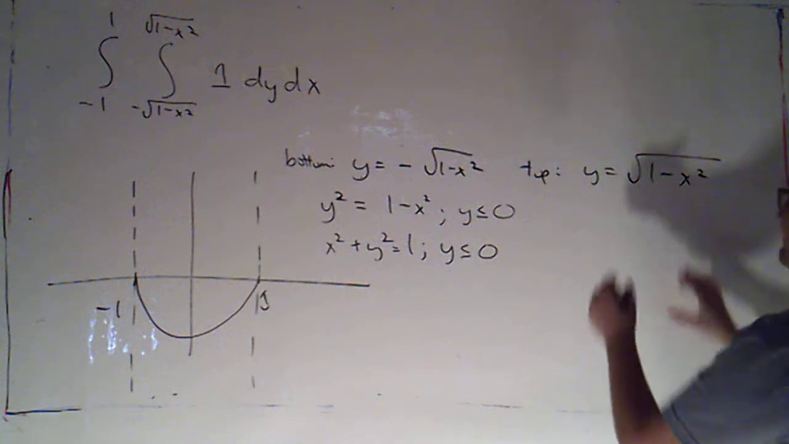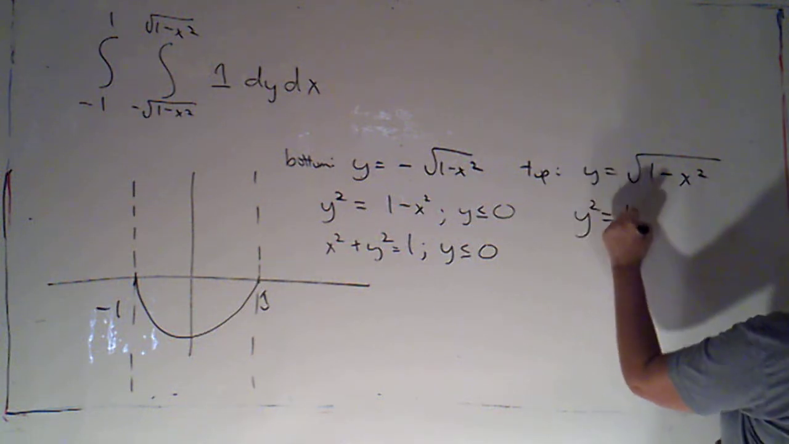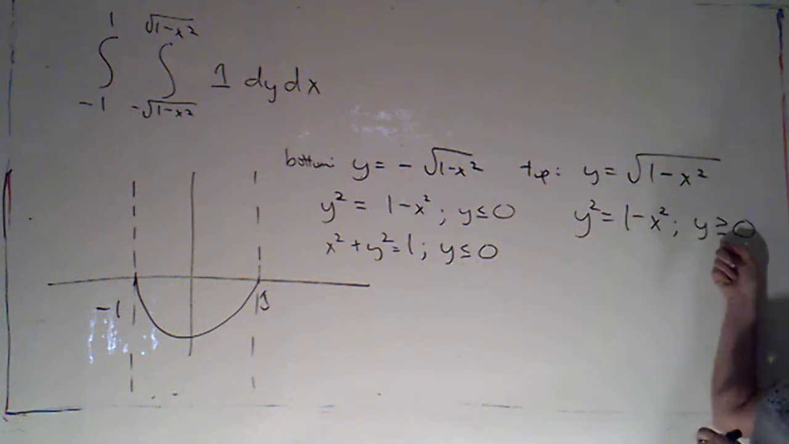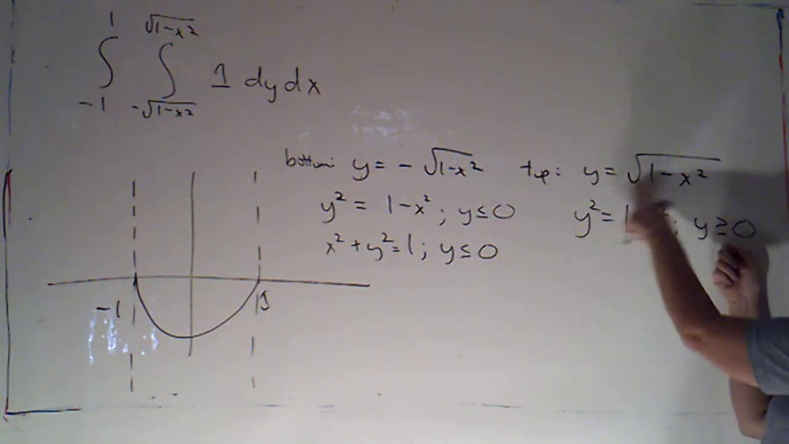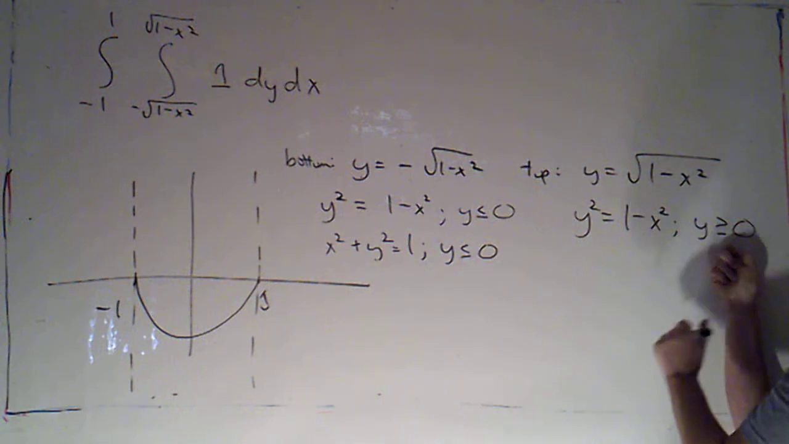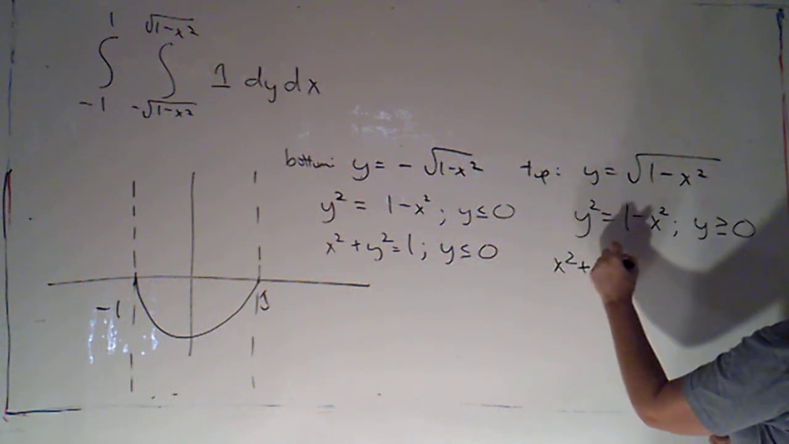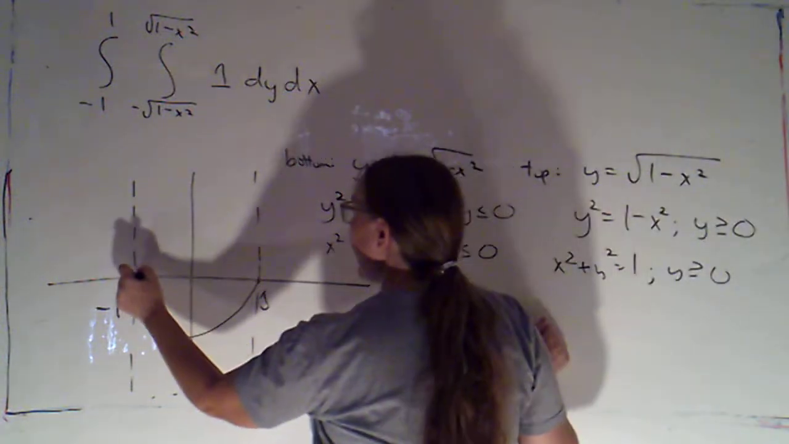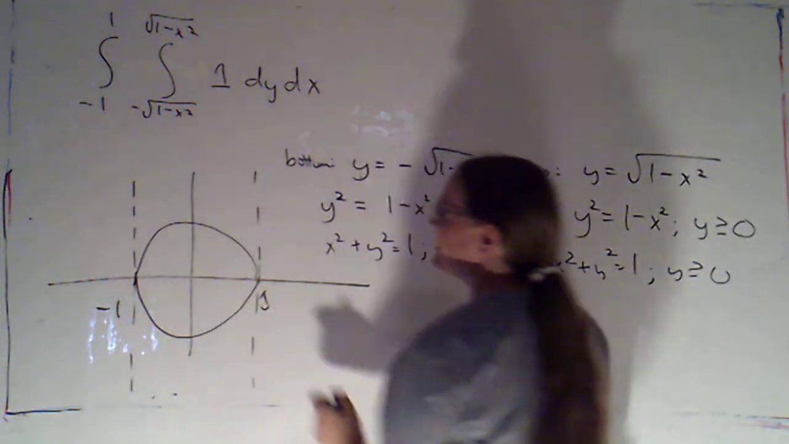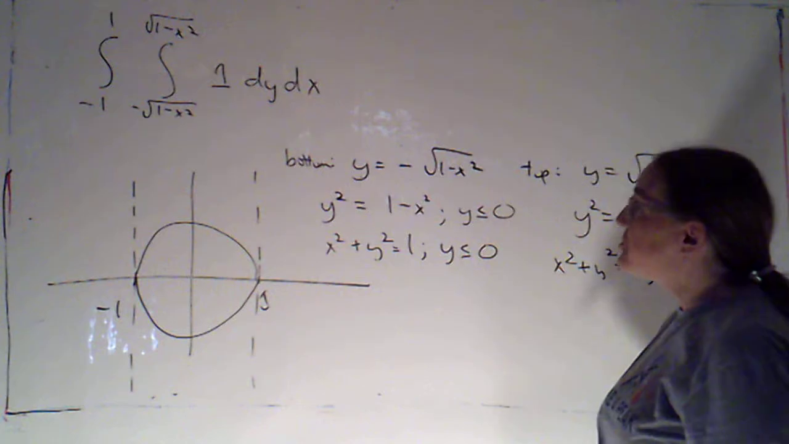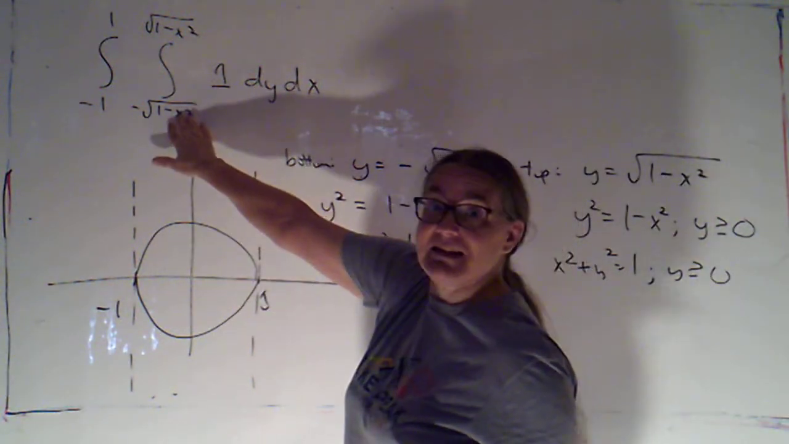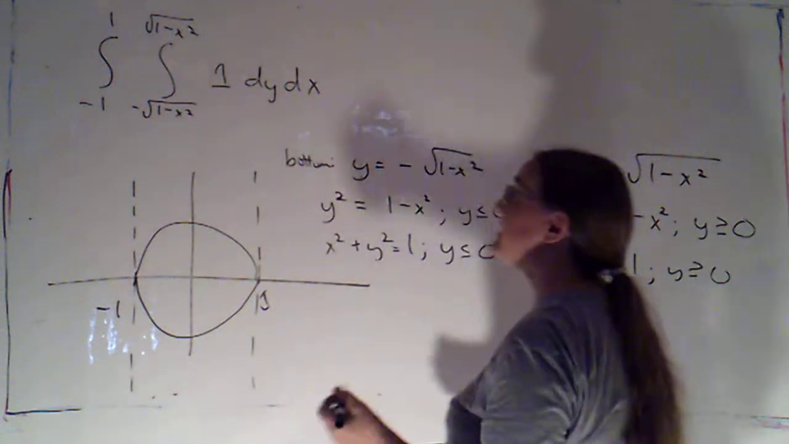Very similarly, if I square both sides here, I get y² = 1 - x², except this time I want y to be bigger than or equal to 0, because this expression is never negative. But that's x² + y² = 1, y ≥ 0. That's the top half of the unit circle. So this is the region that's described by these limits of integration. It's just the unit disk.